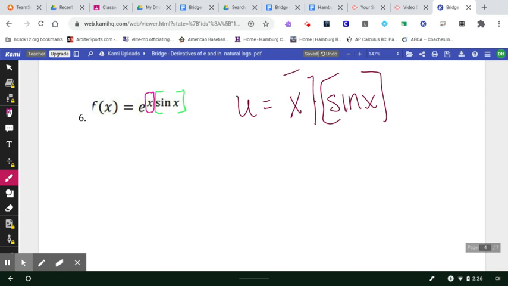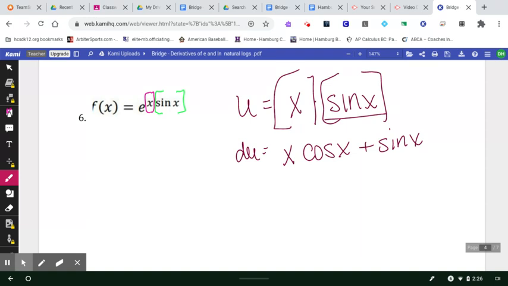So I'm going to go ahead and take my du with product rule. First times the derivative of the second plus the second times the derivative of the first, which is 1. I don't really need to write it. But that would be my du. So my derivative would be e to the u times the du.